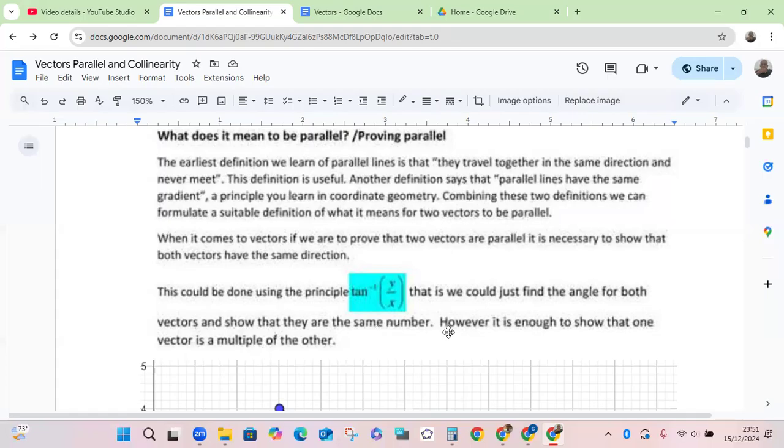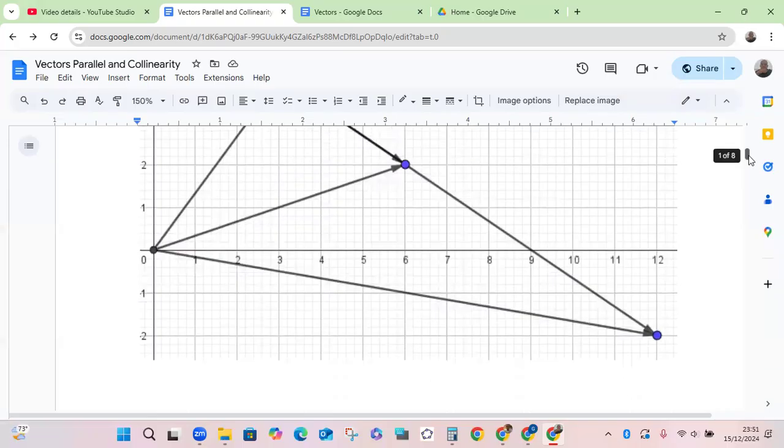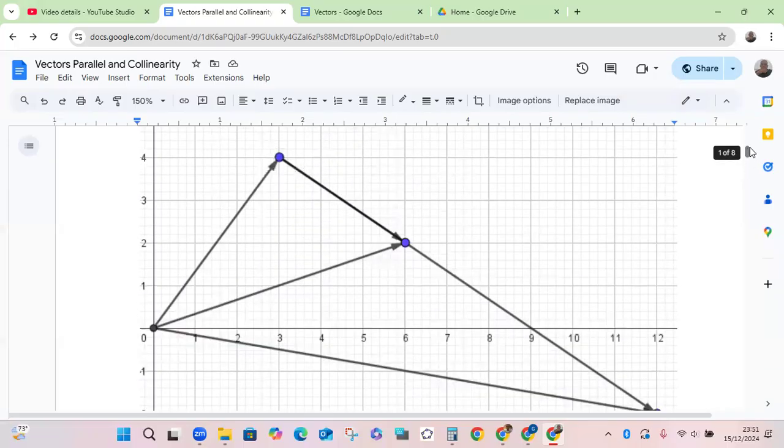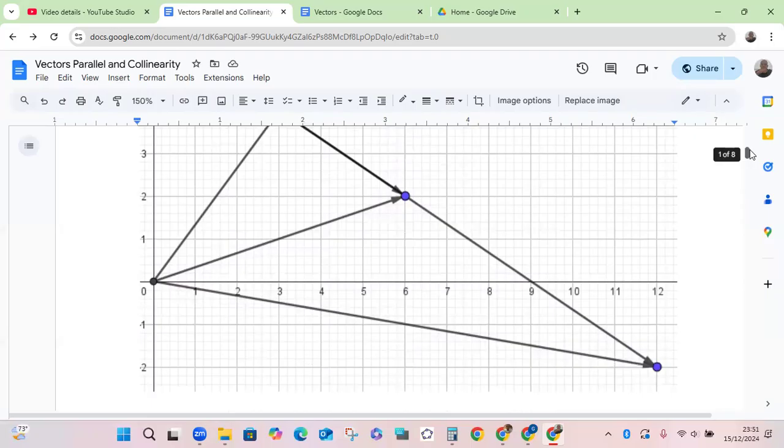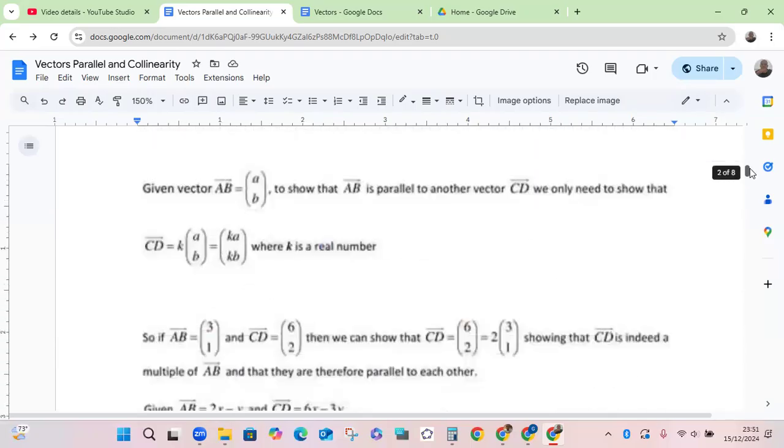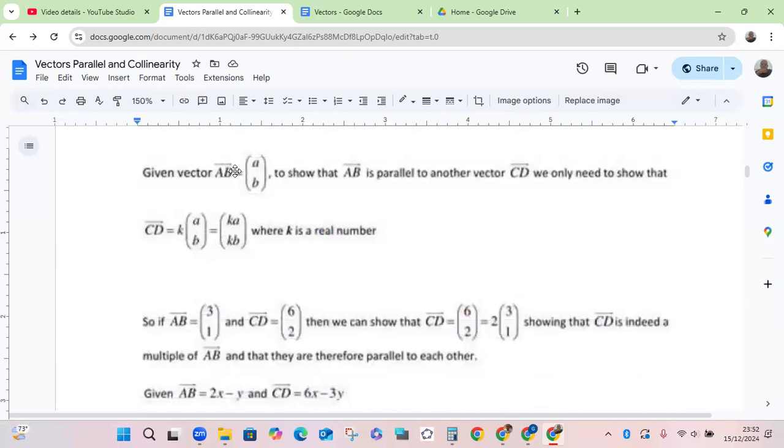However, alternatively, it is enough to show that one vector is a multiple of the other. And how do you do that? Here's the diagram, we'll come to that diagram. Given vector AB, for example, to show that AB is parallel to another vector CD, we only need to show that CD is a multiple of AB. There is a number you can multiply AB by to get back CD, where k is a real number.